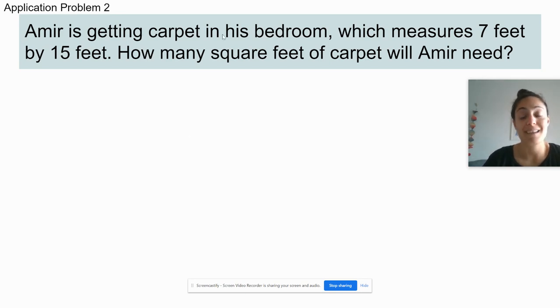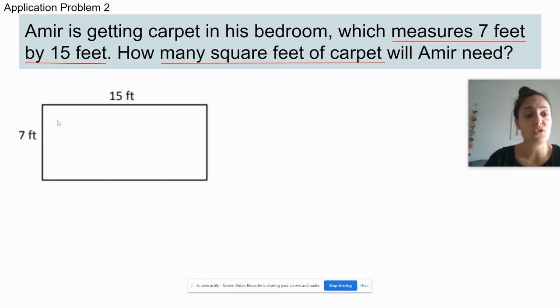Amir is getting carpet in his bedroom, which measures 7 feet by 15 feet. In that problem, what is important? What are the numbers that we think we need to see? I think he's getting a carpet that measures 7 feet by 15 feet. In that sentence, I think these two things are important. The next sentence says, how many square feet of carpet will Amir need? I need to figure out how many total square feet of carpet I'll need. I'm going to underline that as well because that's what the question's asking.